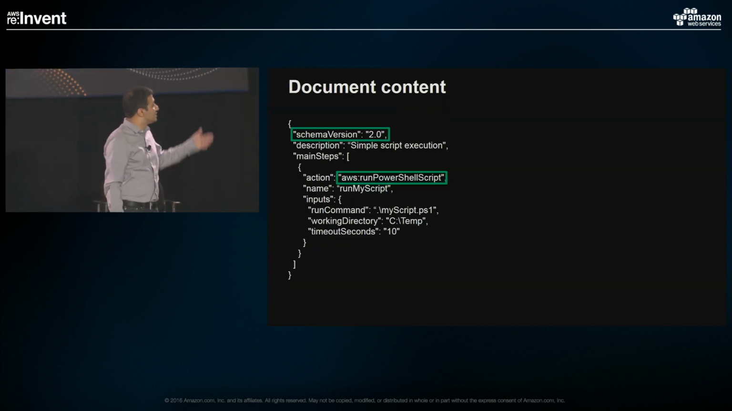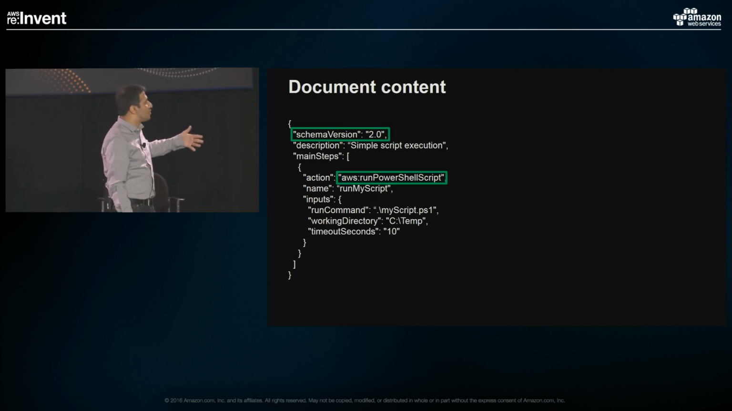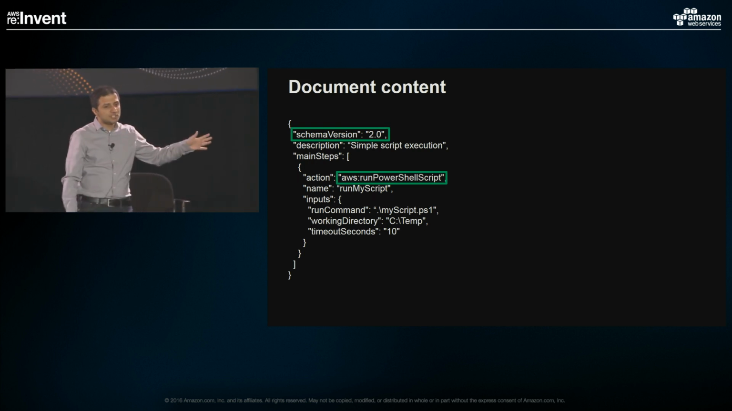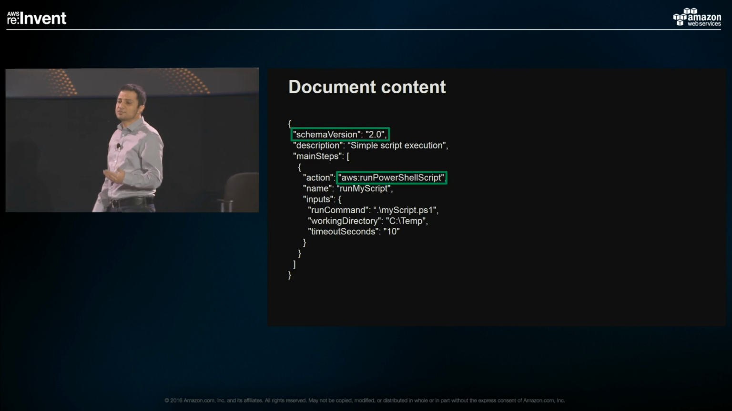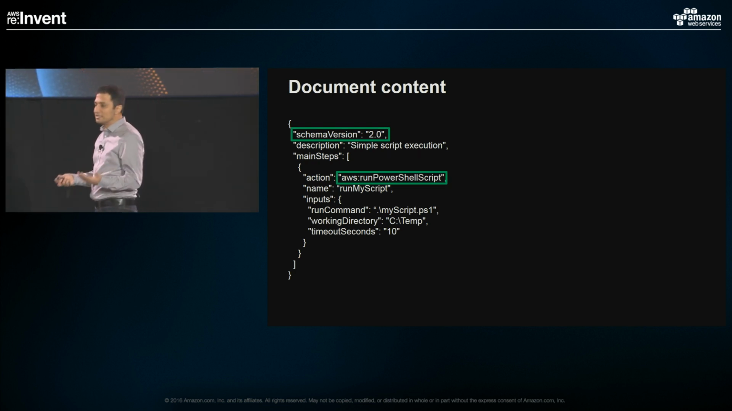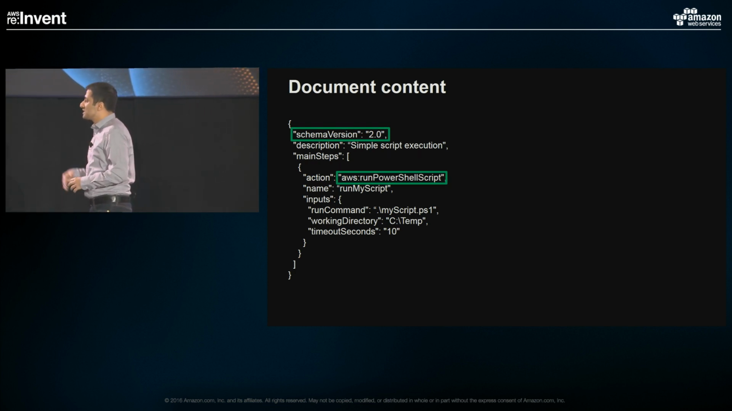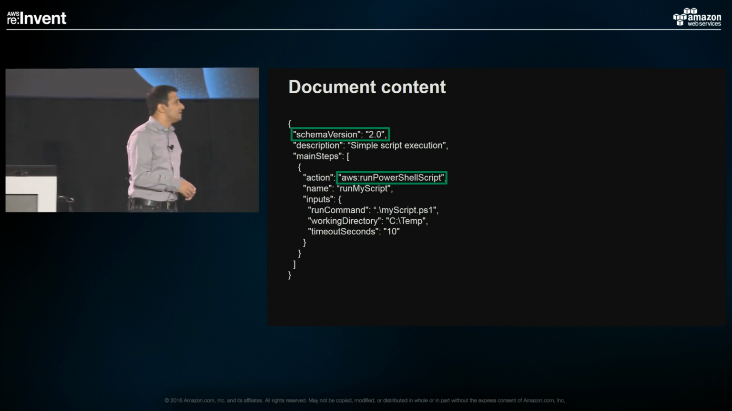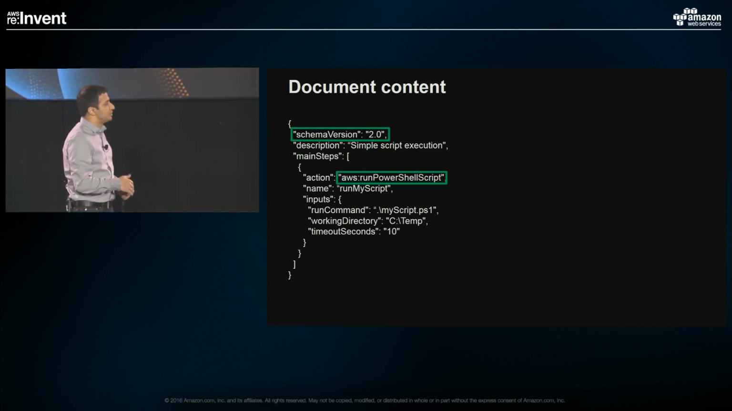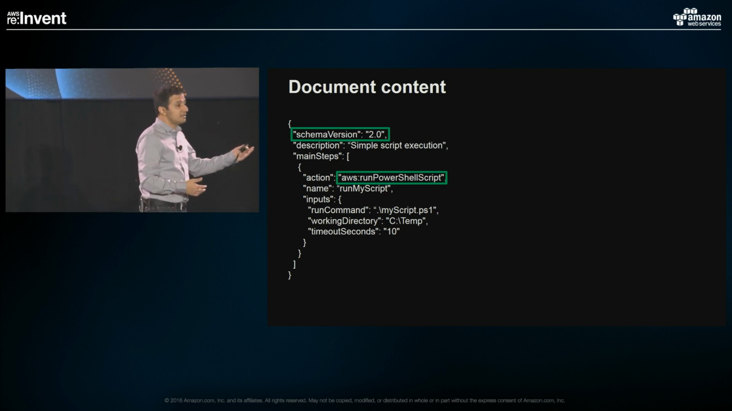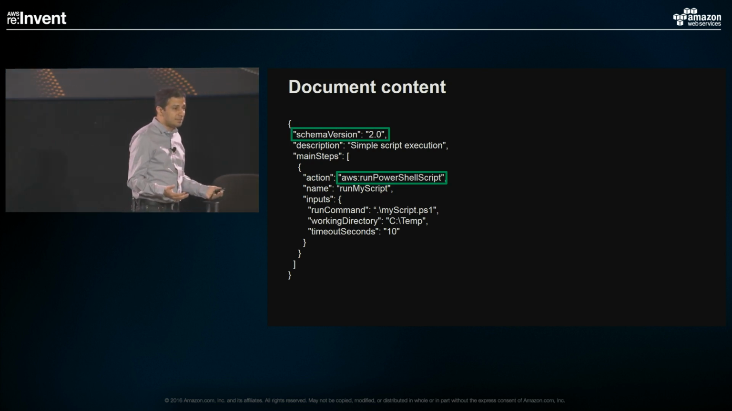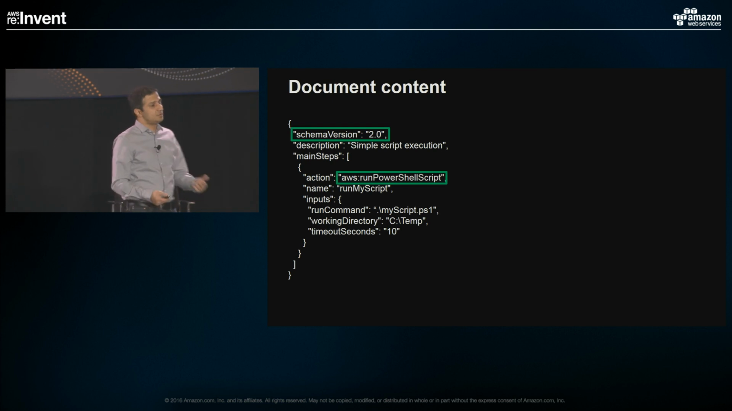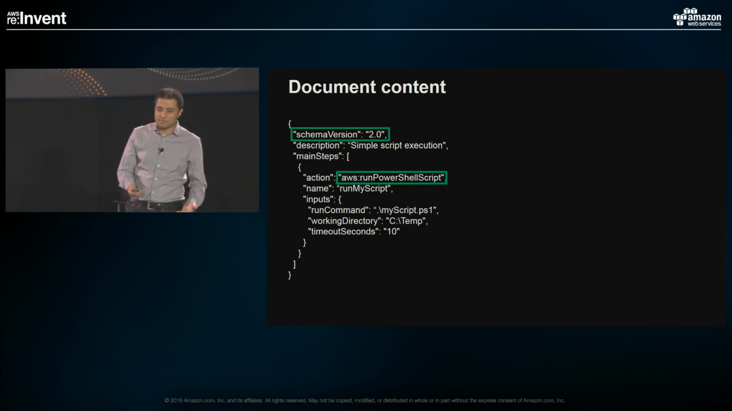And here's an example of a JSON format. You can see there's a description, and you'll see how we use this description to visualize it in the console and in the CLI. You can see that there is an action, which is the specific step you want to perform, and the specifics of the action. So in this case, I'm just running something called myscript.ps1, and I give it a working directory and an execution timeout.